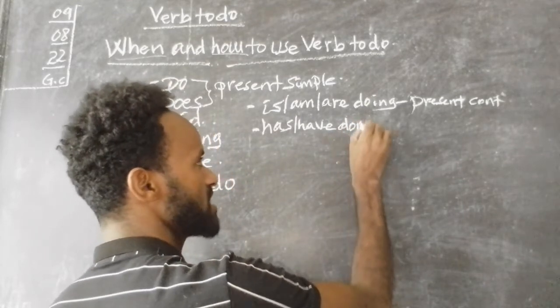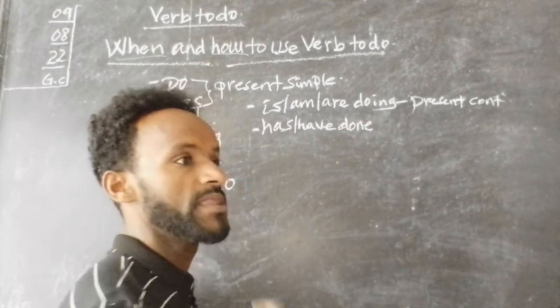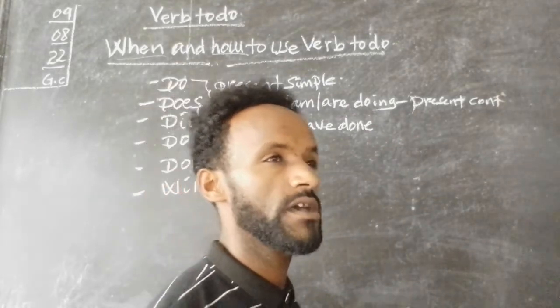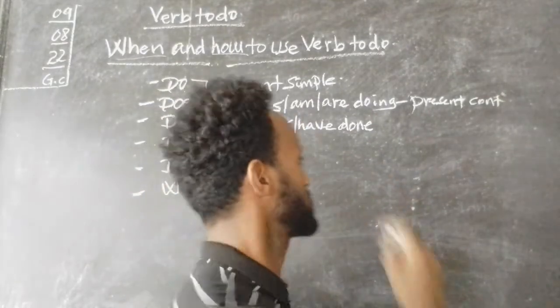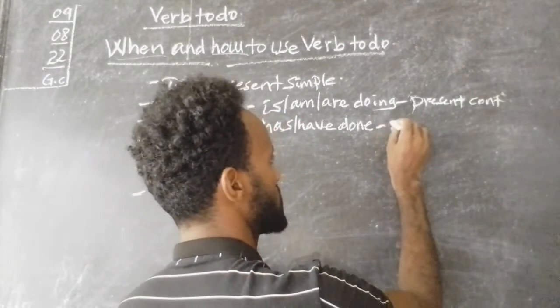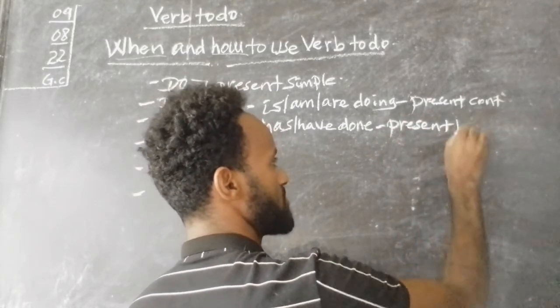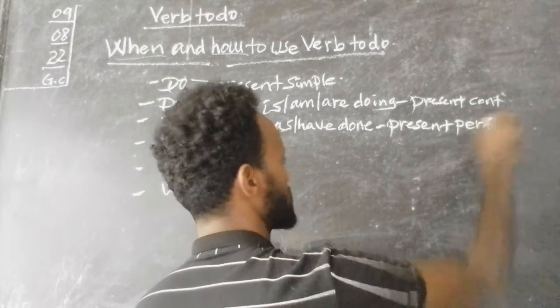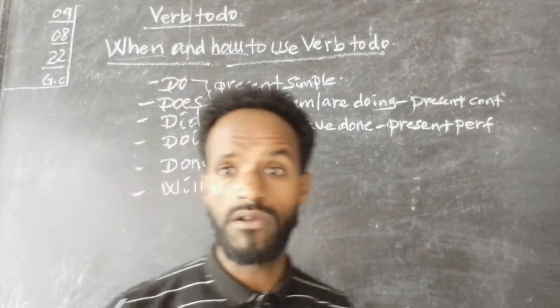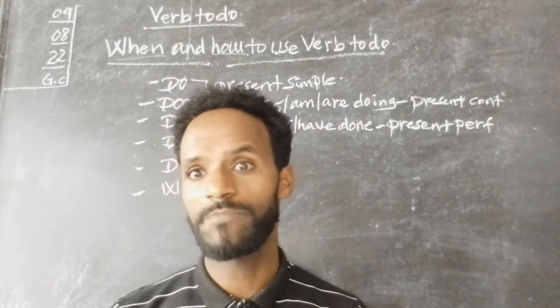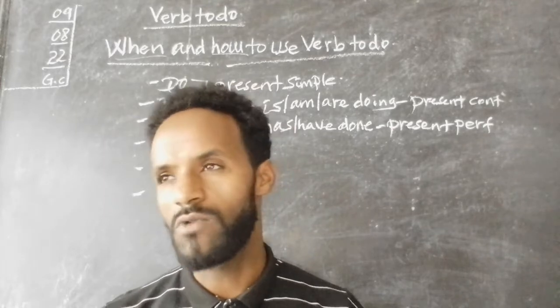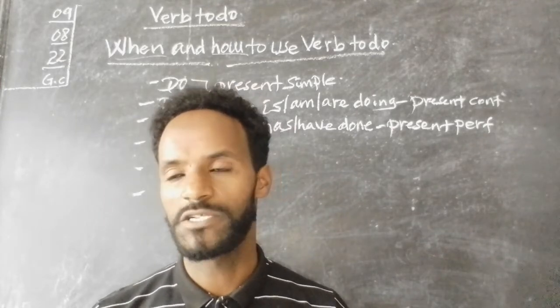So you call this kind of verb to do the present perfect of the verb to do. Say has or have plus done; this states the present perfect of the verb to do. Present perfect, yes? Good. The other one, the last one, is called the present perfect continuous of the verb to do.